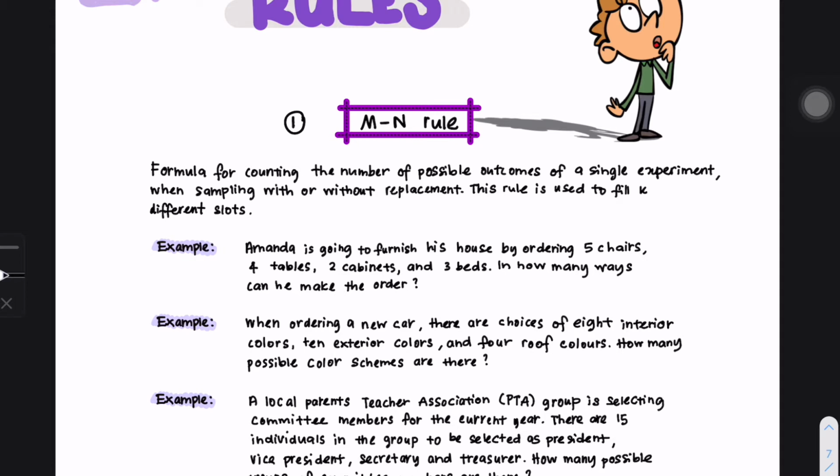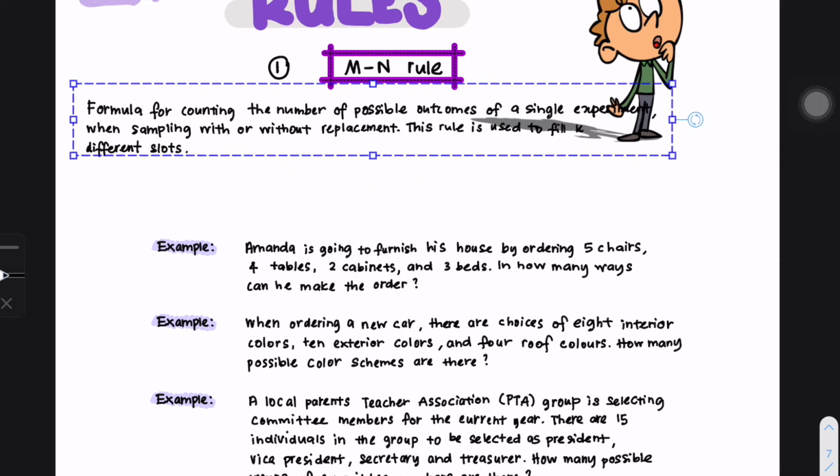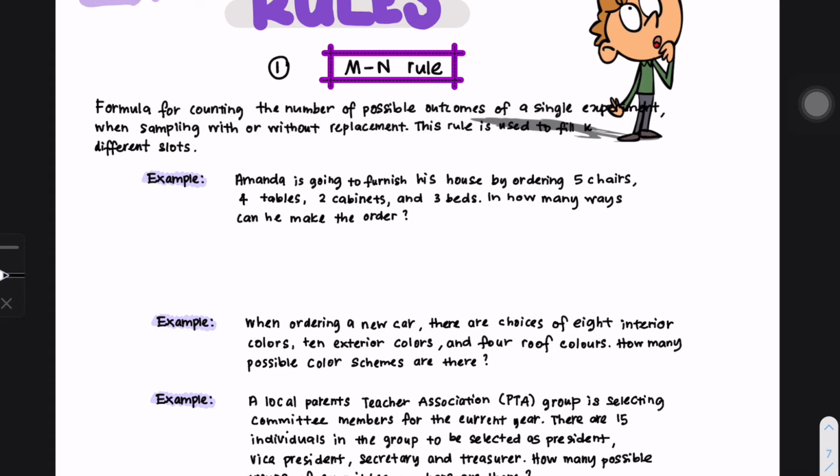Okay, example yang pertama, dia kata Amanda is going to furnish his house by ordering 5 chairs, 4 tables, 2 cabinets and 3 beds. Okay, so sekarang Amanda ni dia pindah rumah baru. Dia nak susun dia punya furniture, perabot-perabot dia. Dia ada 5 kerusi, dia ada 4 meja, dia ada 2 kabinet dan dia ada 3 katil. In how many ways can he make the order? Berapa possible cara dia boleh susun perabot dia?